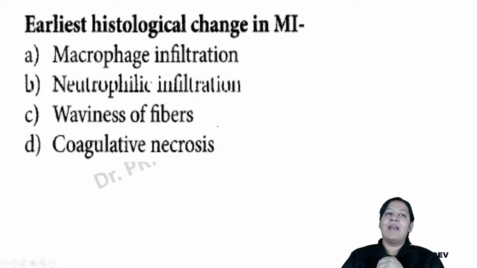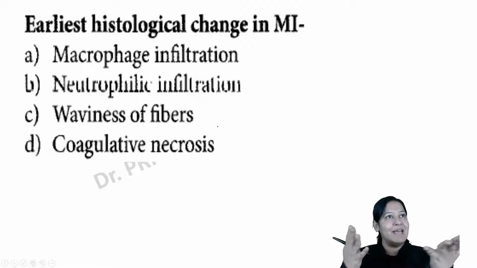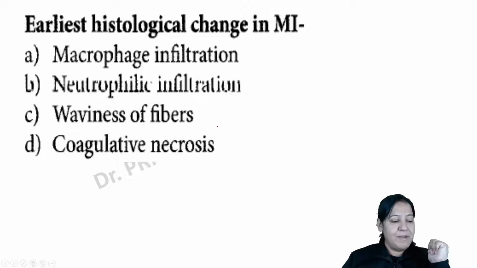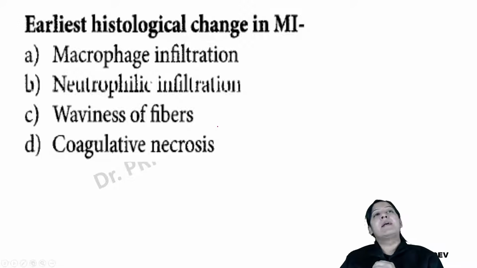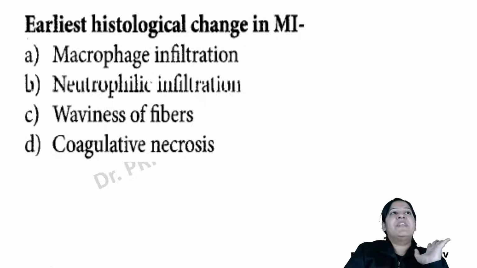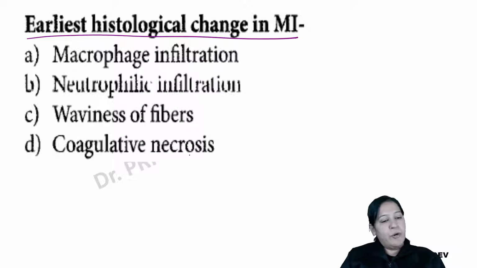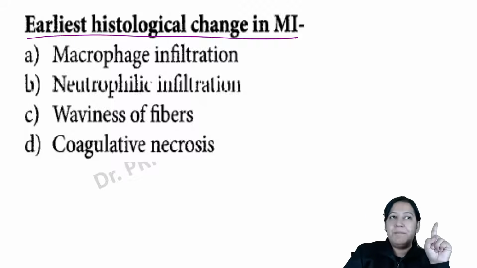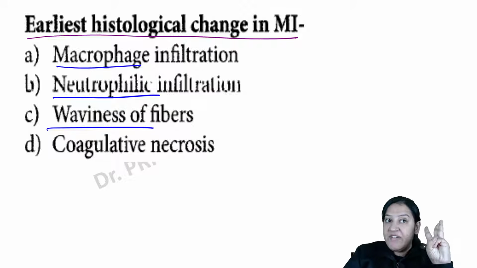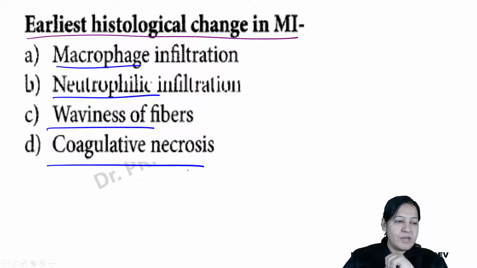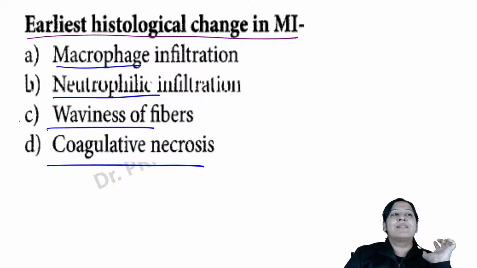I guess everyone will be right here. It is the easiest one. So please everyone participate. Both of you welcome. Ananthamon, please answer this question. What is the earliest feature of MI? Earliest. The four options are in front of you. Is it macrophage which comes earlier? Is it the neutrophil which comes earlier? Is it the waviness or coagulative necrosis? What comes earliest? So yes, you both are right. Very good. The correct answer here is the waviness.